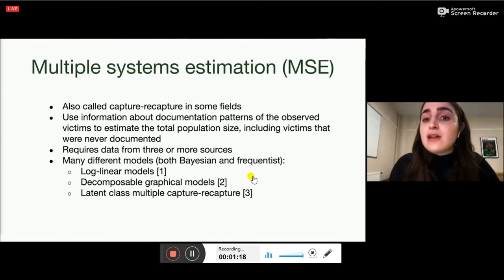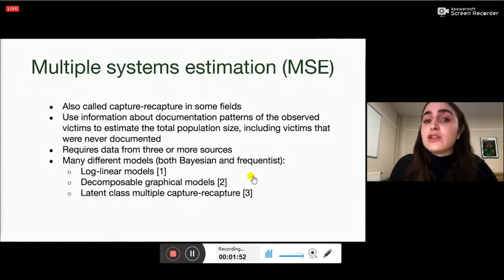And now that we have a basic understanding of the process of imputation, so filling in the missing data in the observed records, I'd like to turn our attention to the victims who are never documented. To do this, we'll use a different statistical method called multiple systems estimation, which is also known as capture-recapture or capture-mark-recapture in some other fields. The basic idea behind this method is that we would like to use information about the documentation patterns of the observed victims to estimate the total population size. And again, this includes victims that were never documented.